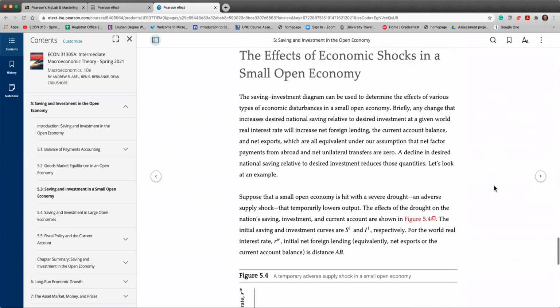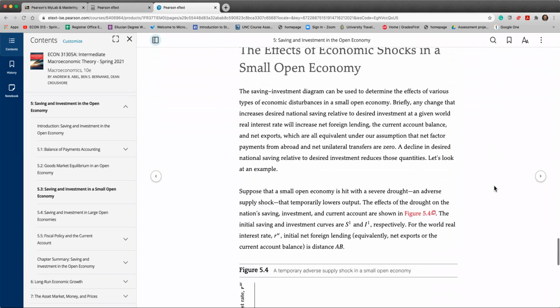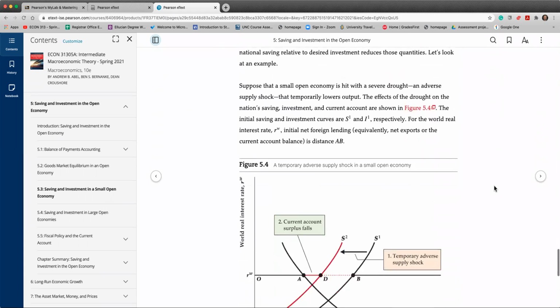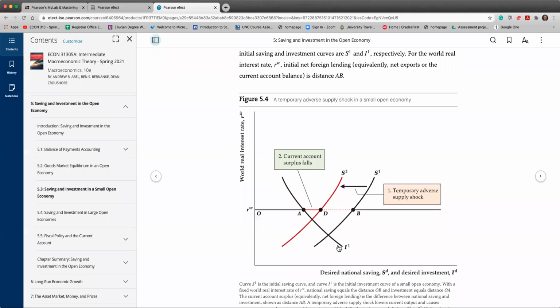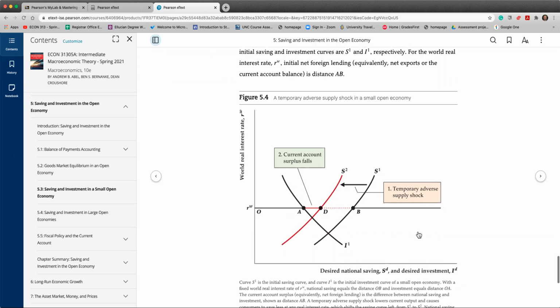Now we can think about, well, what happens if there's a shock? Well, an economic shock just means a shift in a curve. So if there's a shift in a curve, the country's too small to affect the real world interest rate. So the question is, what happens to the distance between desired saving and desired investment at that real world interest rate? The real world interest rate is not going to change. The country's just too small to affect that rate.